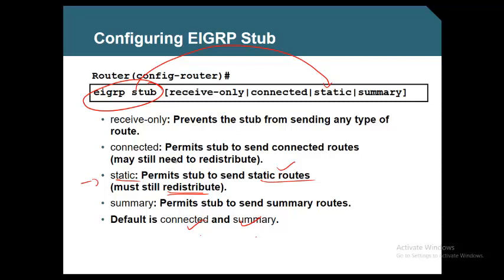Finally, EIGRP stub receive-only. What it is, when you configure a router as receive-only, it will not send any route. It will not take responsibility for any routes. It will say, receive only, don't ask me anything. In which situation will you configure it? If you give, I'll take. I'm okay with receive only. You understand?